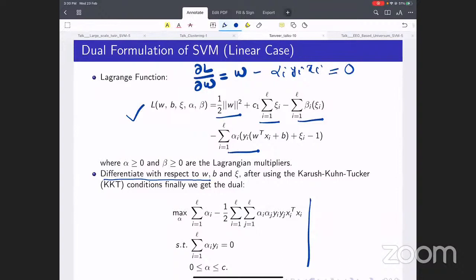Similarly, you will do for del L over del b and del L over del xi, and you simplify and put the value of w back, and finally you get this dual form. It's quite simple. And this is the same, summation alpha i yi equal to 0. So you can see that the data points here appear in the form of inner product.